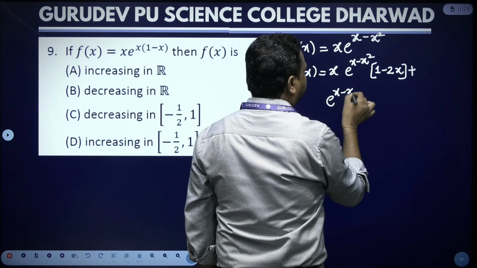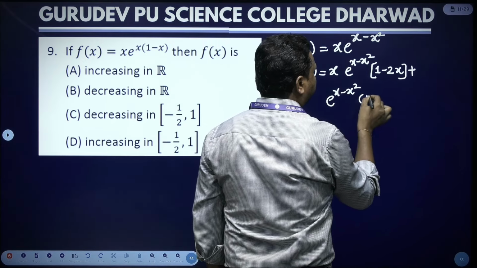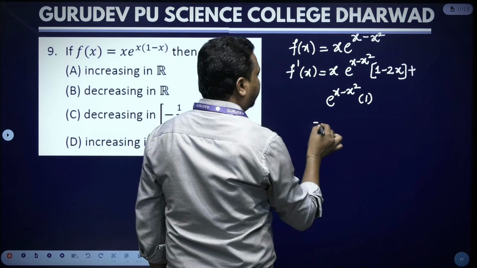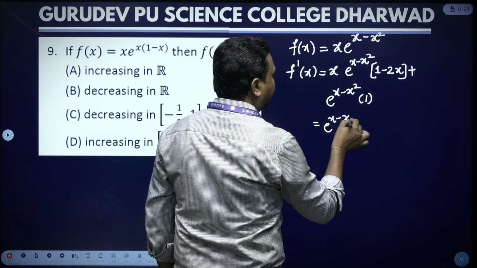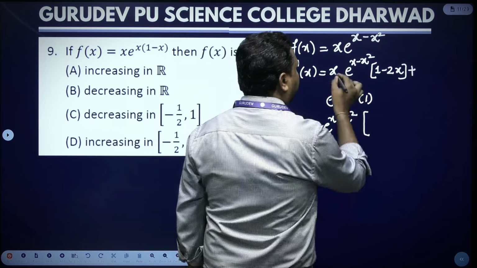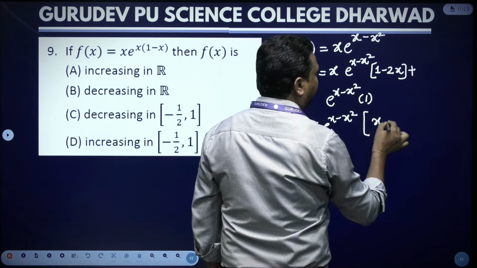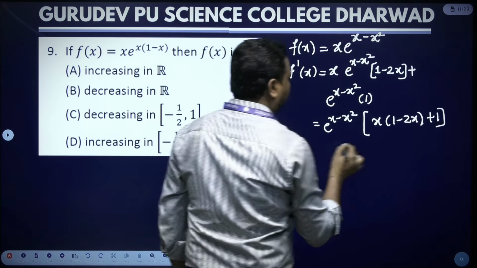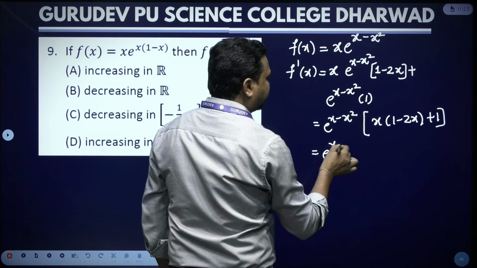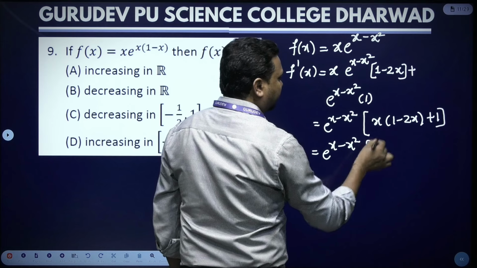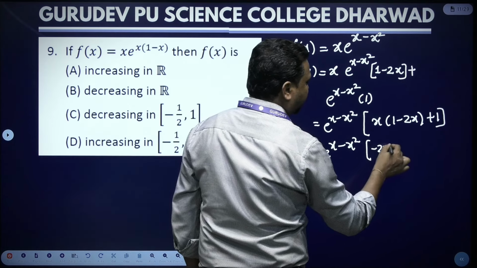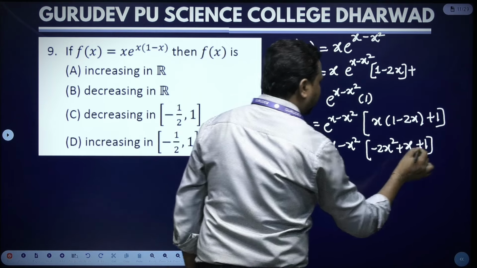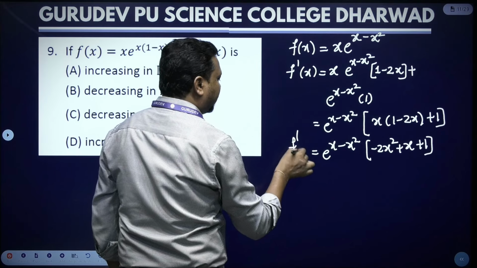Minus x square as it is, and what is the differentiation of x with respect to x? 1, correct? Now I will take e to the power x minus x square common. What is left in the bracket: x into 1 − 2x plus 1 left. Then e to the power x minus x square, if we simplify this, −2x square plus x plus 1 is left. This is the derivative of the given function.